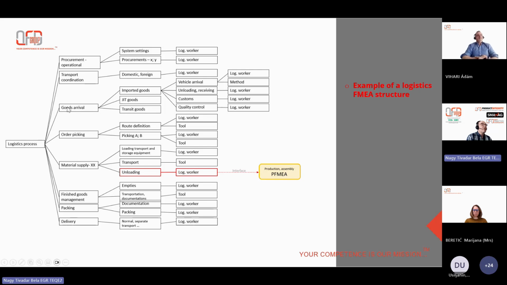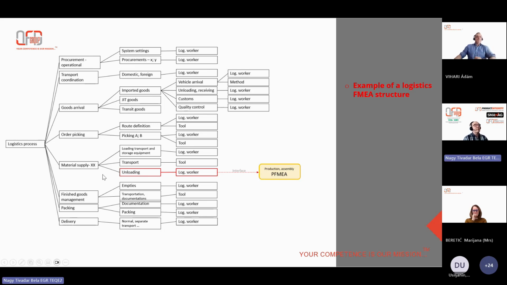And this one, goods arrival. Imported goods, JIT, or transit goods, but it is split further, vehicle arrival and so on. And here are the causers. So in this case, we have 5 levels. The focus can be found at this one, the causer this one, and the effect this one. And that is a very important thing.